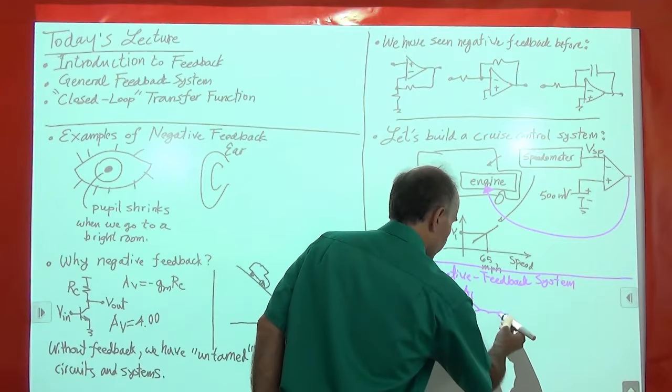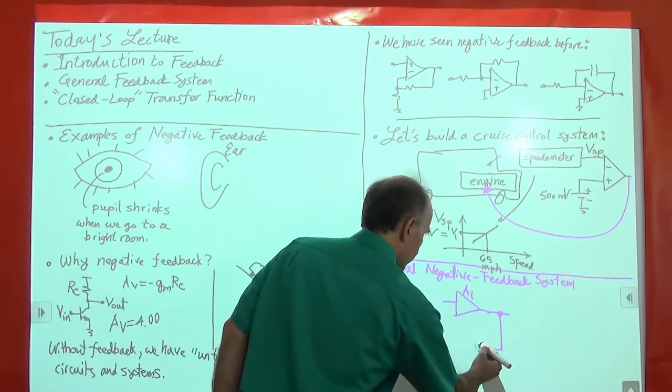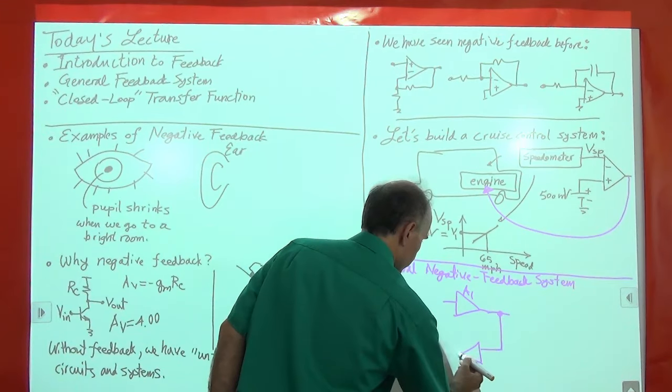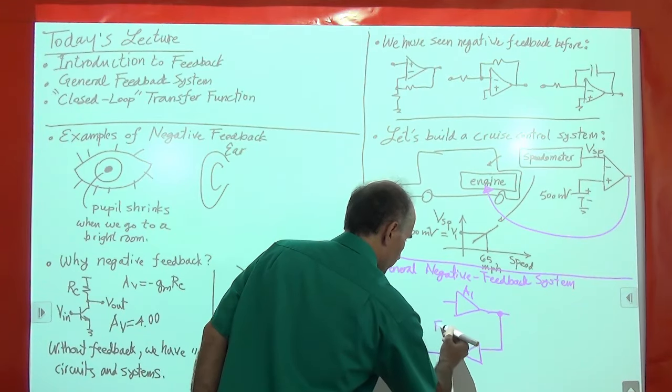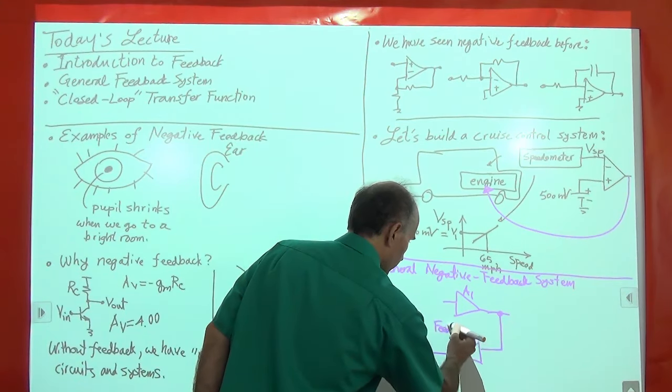We will take the output and pass it through something else, which we call the feedback network.